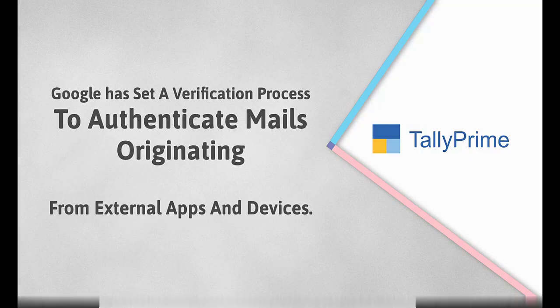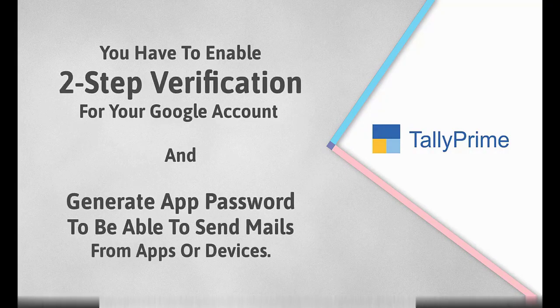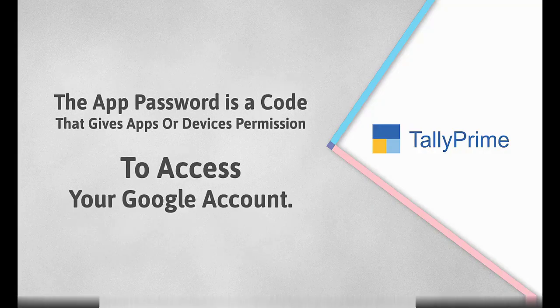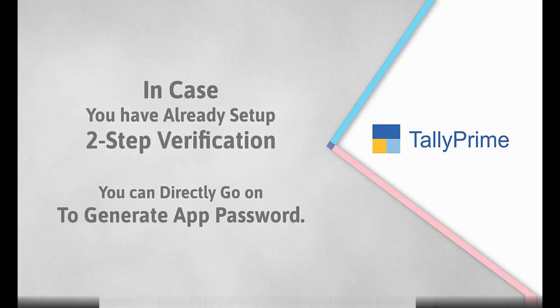To authenticate mails that originate from external app or device, Google has set a verification process. As part of this process, you have to enable the two-step verification for your Google account and generate the app password. The app password is a code that gives apps or devices permission to access your Google account. In case you have already set up the two-step verification, you can directly go to Generate App Password.